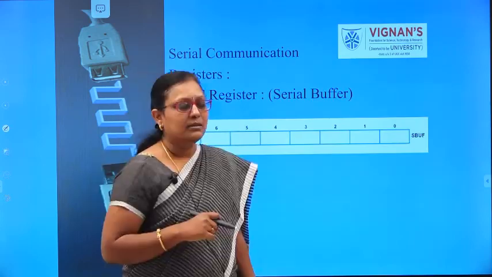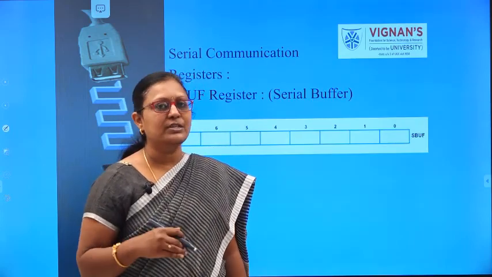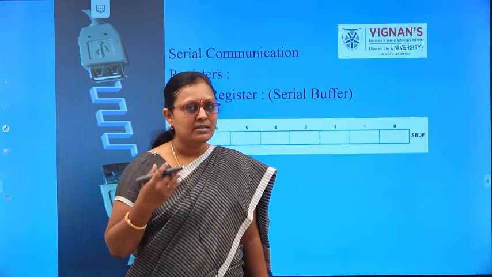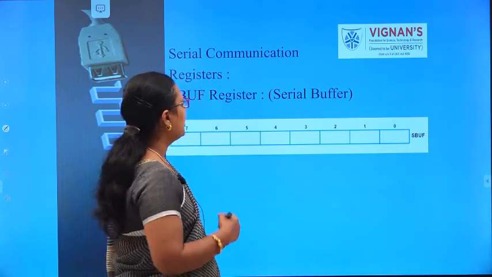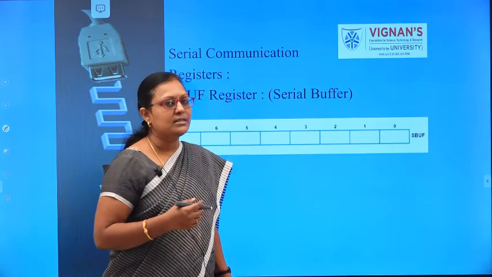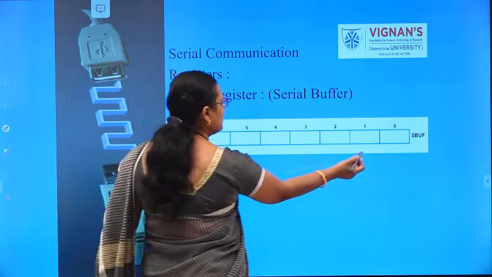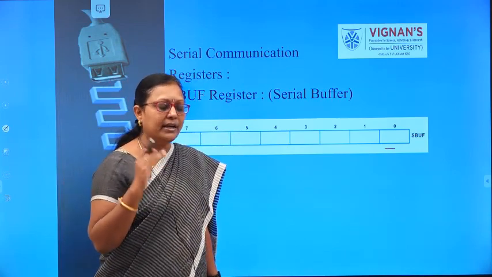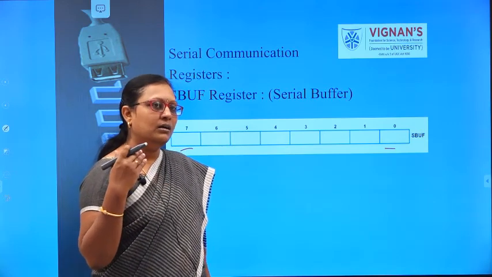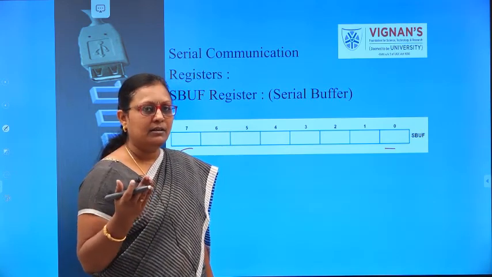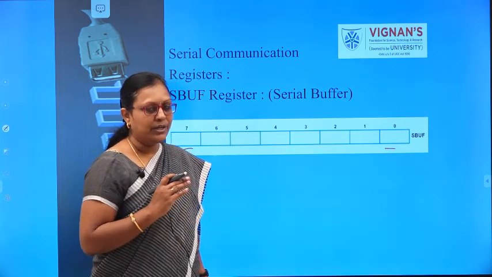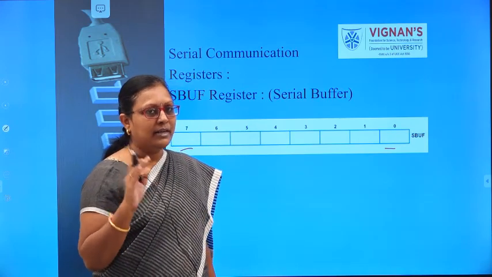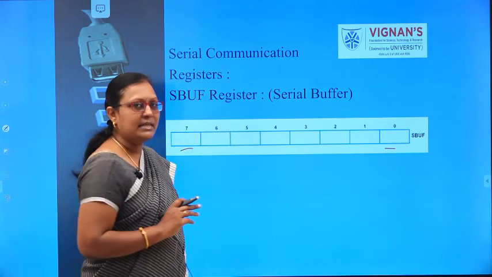Okay. So coming to the next, we are going to discuss the registers of serial communication. Generally we have 3 sets of registers. One is the serial buffer register, the serial control register, and the power control register. The serial buffer register consists of 8 bits, from 0 to 7. If you want to transmit any data serially, you can do it only through the serial buffer register. So initially your data has to be written into the serial buffer register if you want to transmit the data serially. Clear? So that is the use of the serial buffer register.